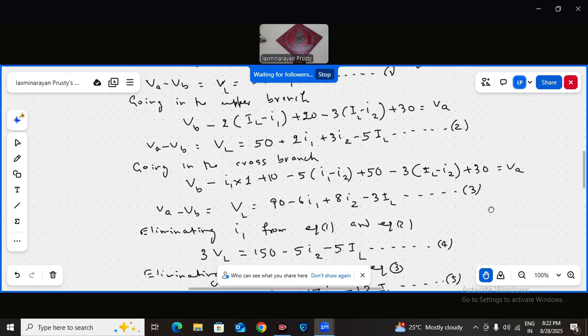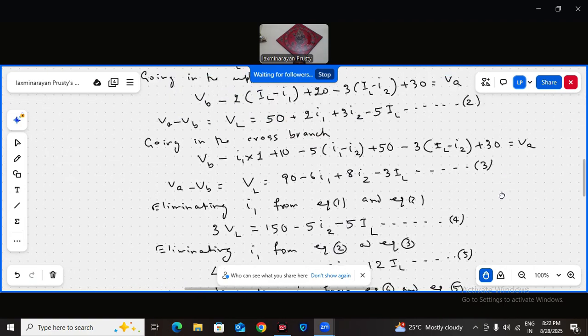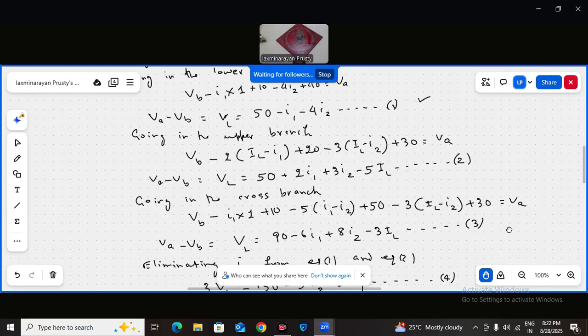Now I can eliminate I1 and I2 and write everything in terms of IL. How do we eliminate I1 from equations 1 and 2? Multiply appropriately, so that I1 will be eliminated from equations 1 and 2.